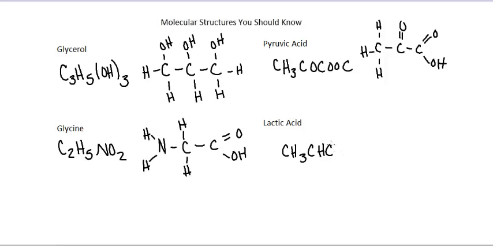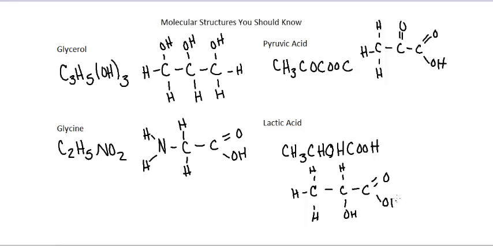Then you have lactic acid. Lactic acid is CH3CHOHCOOH. Again, you have a carbon chain here as your base, three hydrogens here on the end. You have an OH group coming off of your center carbon. Then you have your COOH, which indicates this is an acid.